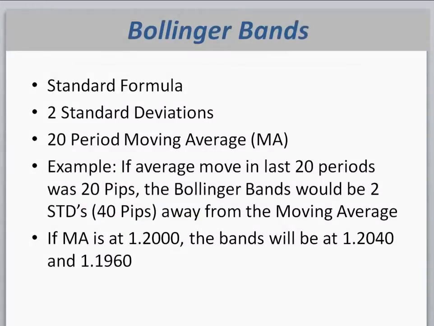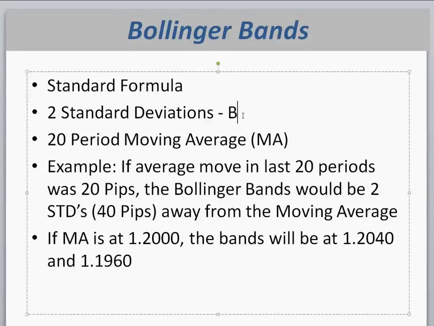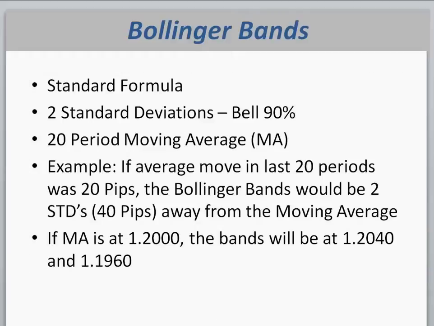Okay, back to how it works. There's a standard formula that most traders use. It's called using two standard deviations. Why do they use two standard deviations? This has to do with what's called the bell curve, where 90% of statistics, chances, fall within two standard deviations. So that's why people stick to two standard deviations.